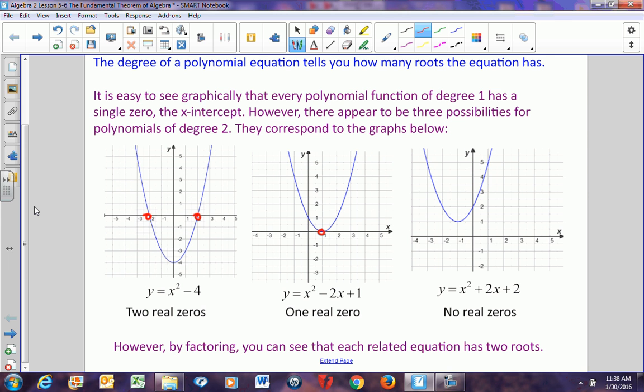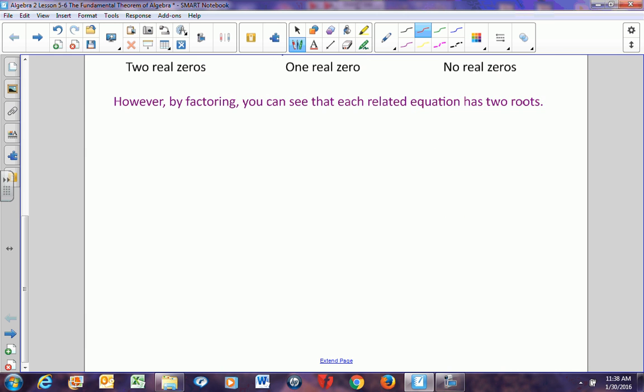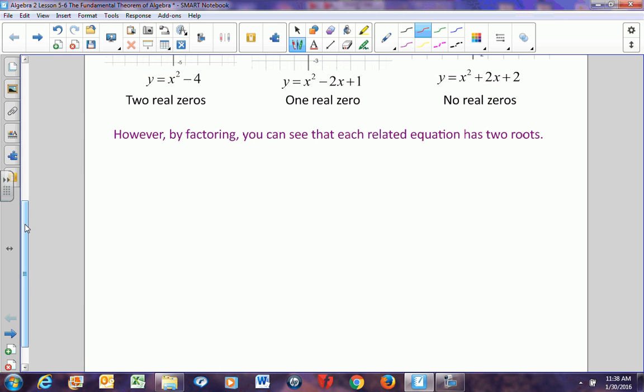Let's take a look at these three equations by factoring them. If I look at x squared minus 4 equals 0, that's going to factor to x plus 2 times x minus 2, which gives us the roots of x equaling negative 2 and 2. It's the same two roots we had when we looked at the graph.